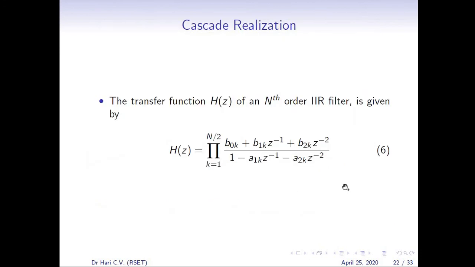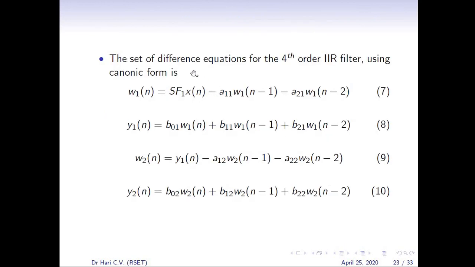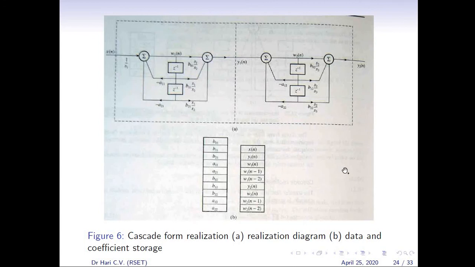Now the cascade form realization. The transfer function H of z of an nth order IIR filter is given by H of z equal to product k from 1 to N by 2 of b0k plus b1k z inverse plus b2k z raised to minus 2, divided by 1 minus a1k z inverse minus a2k z raised to minus 2. Here the set of difference equations for the fourth order IIR filter using the canonical form is given in equations 7, 8, 9 and 10, similar to what we discussed in Module 5. Now the corresponding realization will look like this.